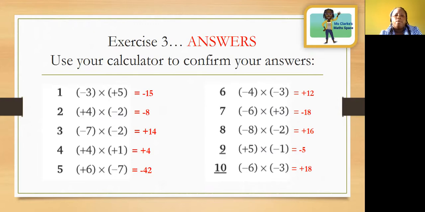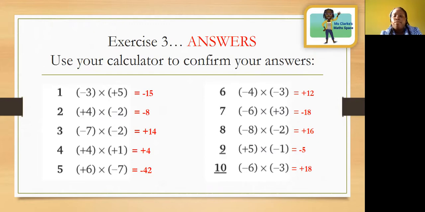Question 5. We have positive 6 multiplied by negative 7. A positive by negative is a negative, and 6 by 7 is 42. So question 5, positive 6 multiplied by negative 7, the answer will be negative 42.